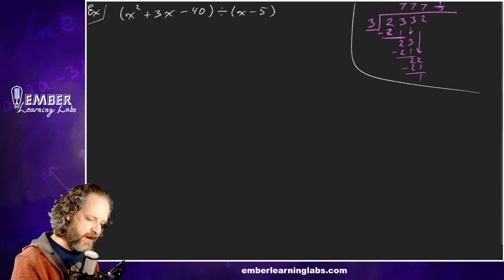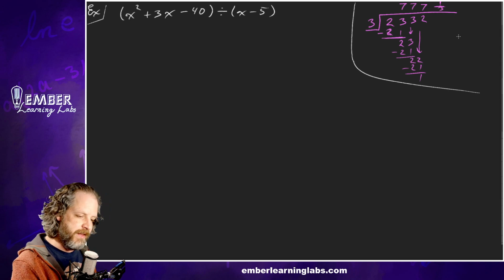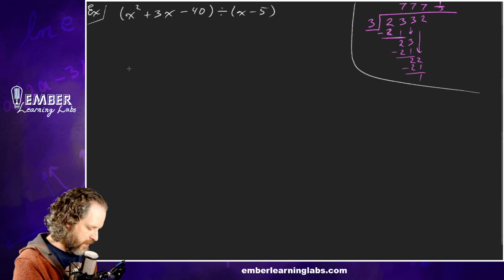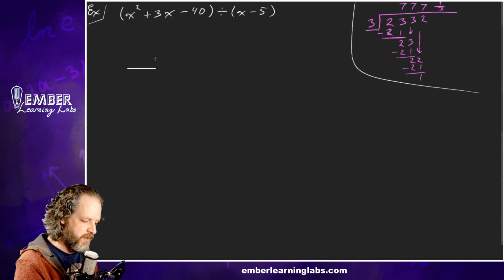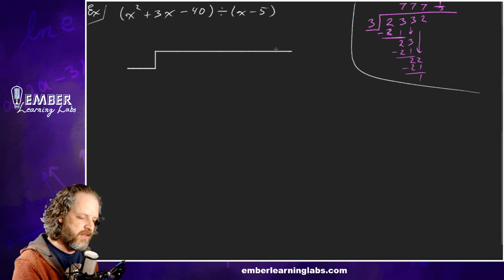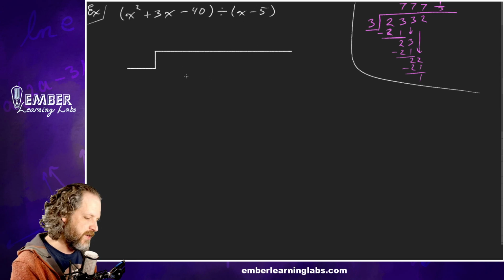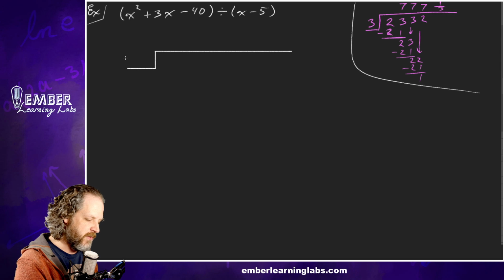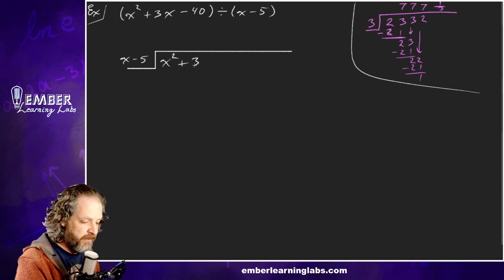So we're going to start by just writing this in this form. In middle school, I like to talk about which one's on the porch and which one is in the house. The first one always goes in the house, and the second one always goes on the porch. The bottom one goes on the porch. So we're going to put x minus 5 on the porch, and x squared plus 3x minus 40 in the house.